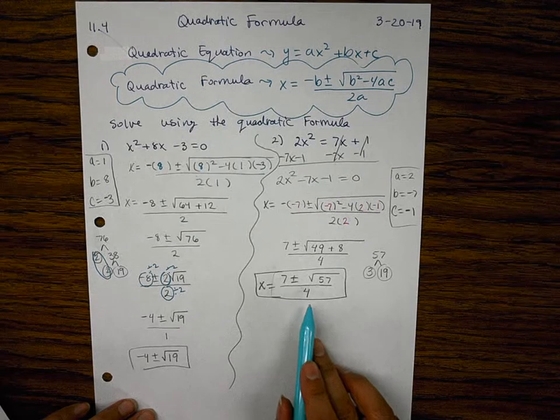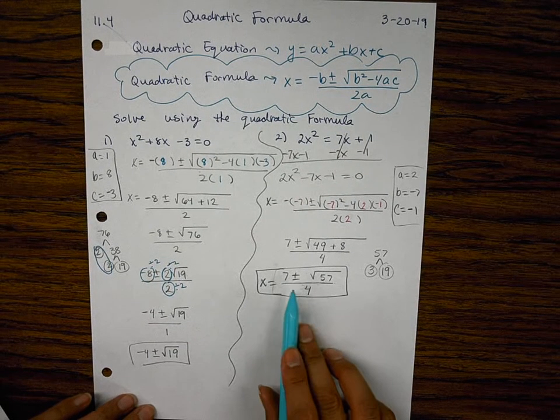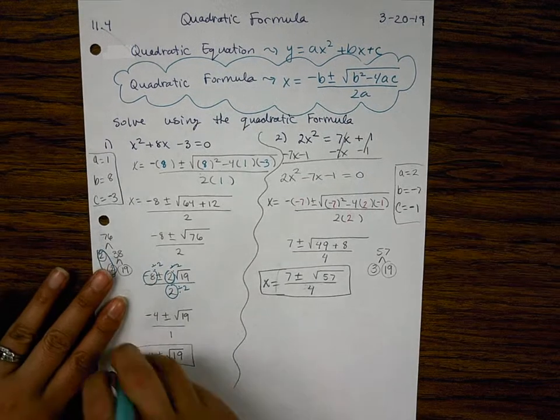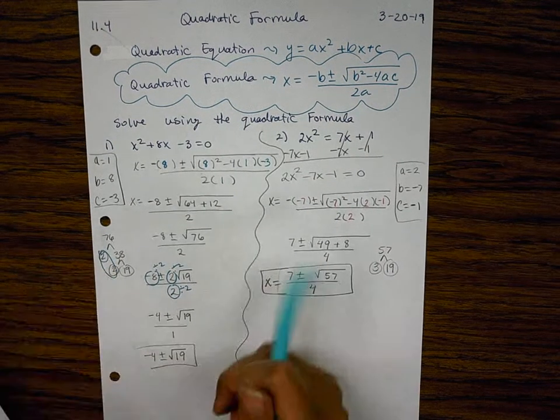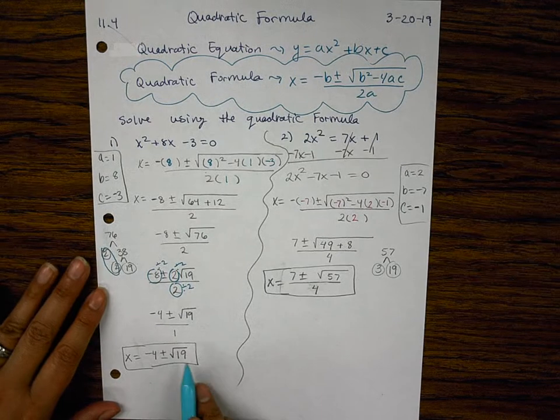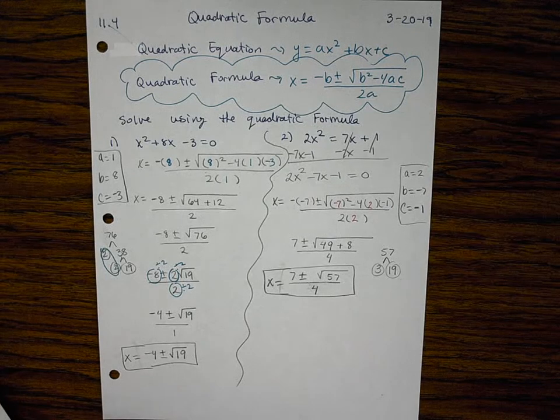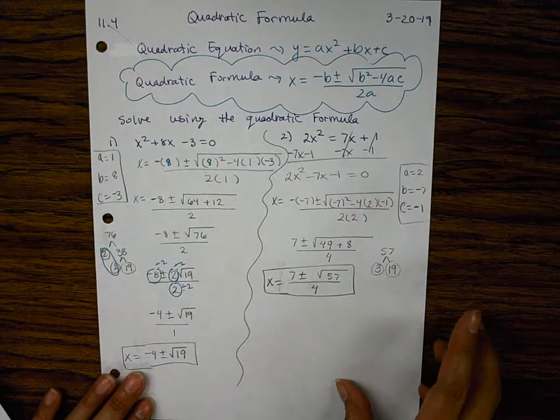X equals 7 plus or minus root 57 divided by 4. Those are two solutions, 7 plus root 57 over 4 and 7 minus root 57 over 4. Same thing over here, x equals -4 plus root 19 and -4 minus root 19. There's two solutions.